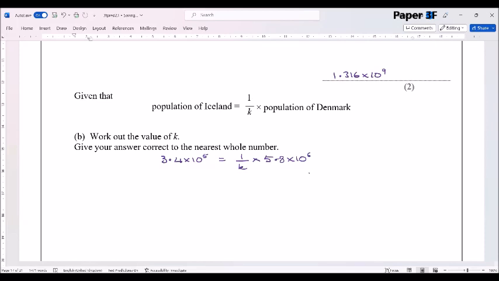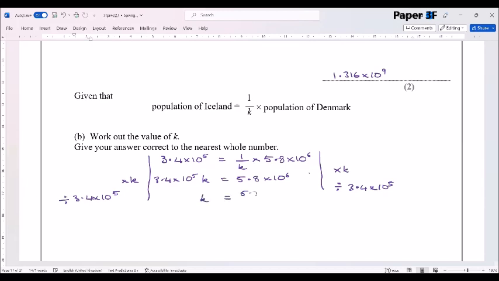Okay, with a little bit of rejiggering, multiply both sides by k first of all. So times by k, but on both sides. So times by k, we get 3.4 times 10 to the power of 5 k equals 5.8 times 10 to the power of 6. Then divide both sides by 3.4 times 10 to the power of 5. We can see here that we end up with k is equal to 5.8 times 10 to the power of 6 divided by 3.4 times 10 to the power of 5.